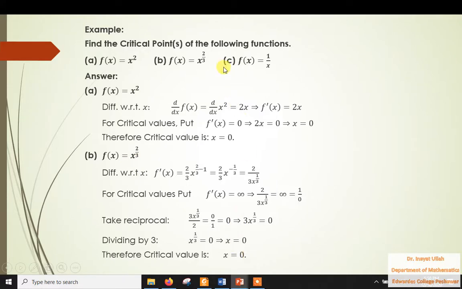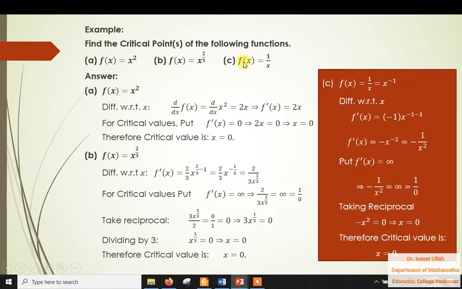Now lastly, part C, f of x equal to 1 by x. 1 by x can be written as x power minus 1. Differentiate this function with respect to x using the power rule idea, minus 1 x power minus 1 minus 1. So that is minus x power minus 2, and that can be written as minus 1 by x square. So the derivative of the given function is minus 1 by x square.